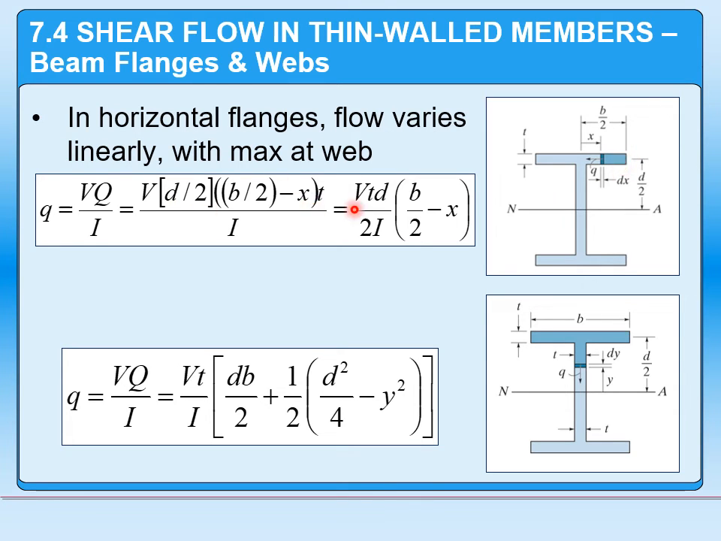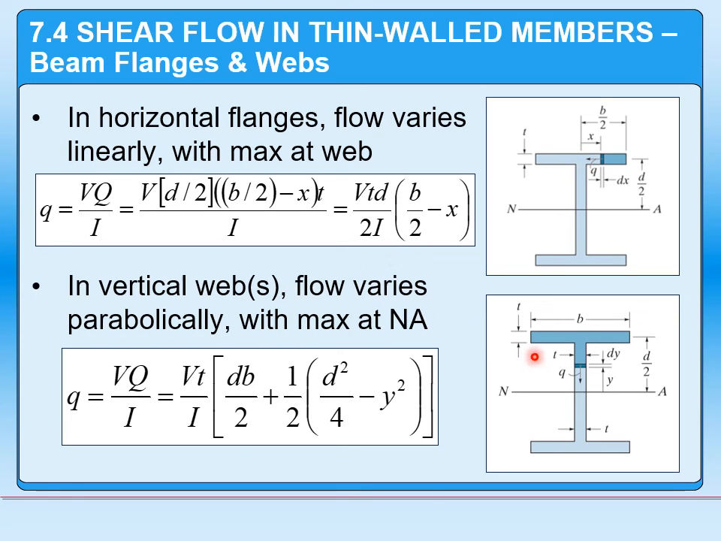Now, this can be simplified so that it's our shear force times our thickness times d, all of which are constants, divided by 2 times I, and then we just look at b over 2, our half width, minus x, where x is the distance from there. So we can clearly see that as x gets larger, closer to b over 2, it's going to get smaller. As x gets smaller, drops to 0, for example, right here where it meets the web, that's where we're going to have the highest level of shear flow. And of course, that's the area we'd have to concern ourselves with.